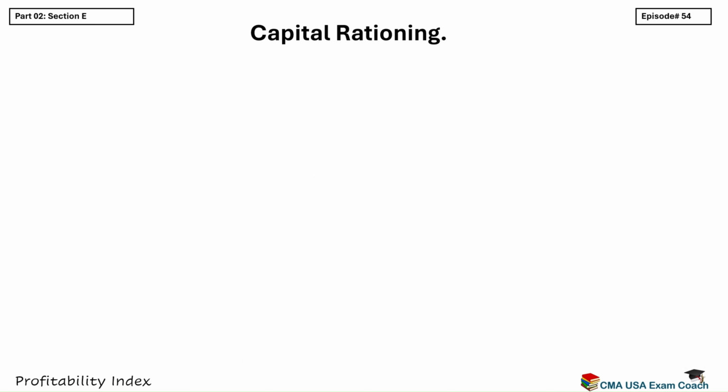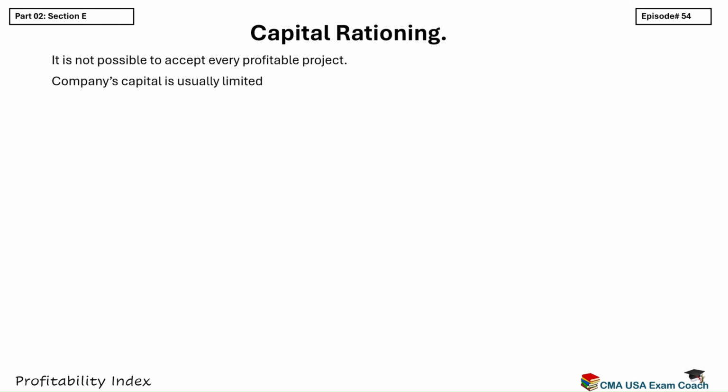After going through the capital budgeting process, a company may identify many investment projects that are capable of generating wealth. But in real business situations, it is not possible to accept every profitable project. The main reason is that the company's capital is usually limited. They may not have enough funds to invest in all the projects, or sometimes management deliberately restricts investment to avoid taking too much risk or stretching resources too thin. This is where capital rationing comes into play.